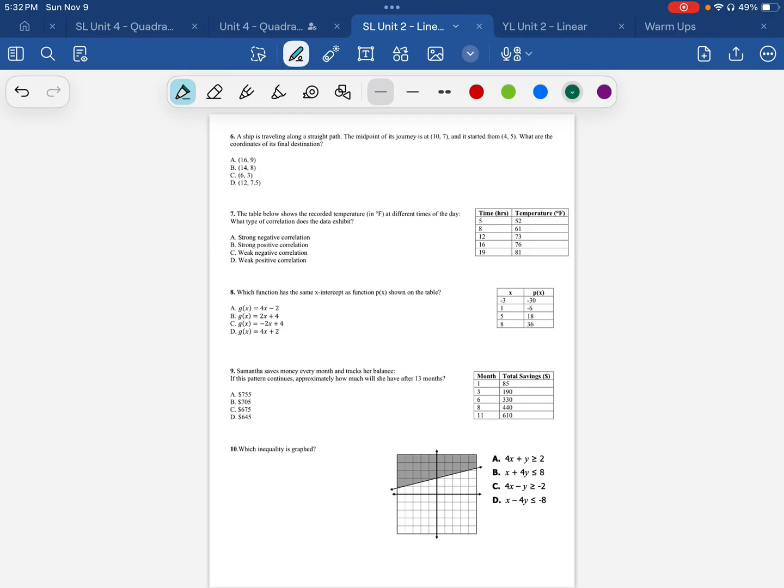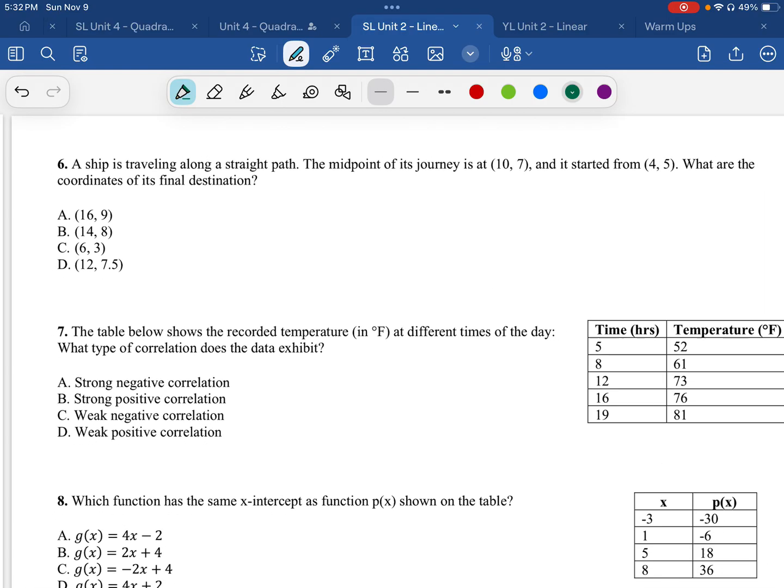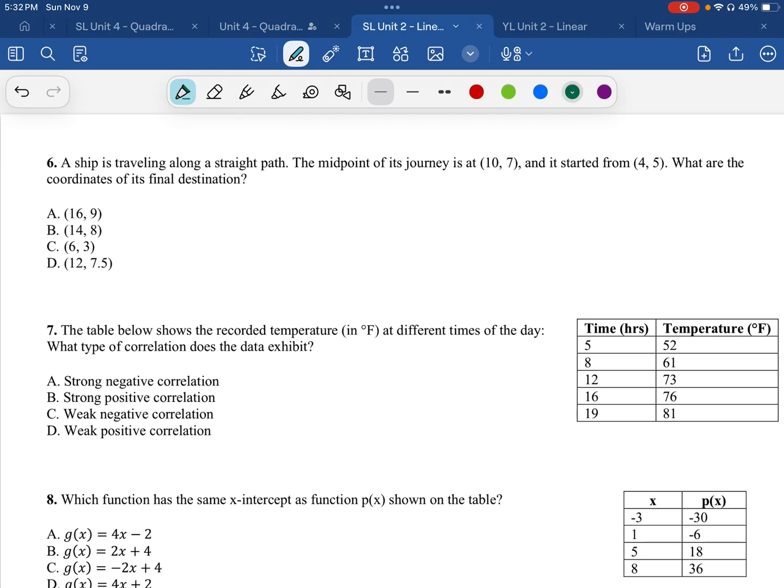Hi, everybody. Let's continue working on our CFA number 2 linear review. So we are on question 6.